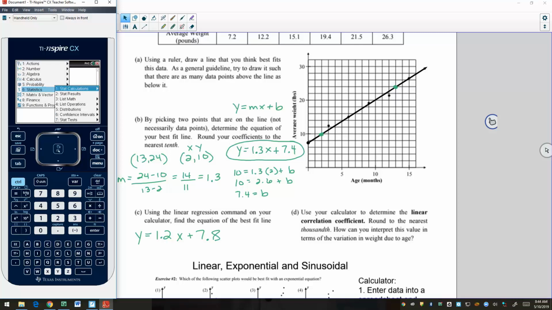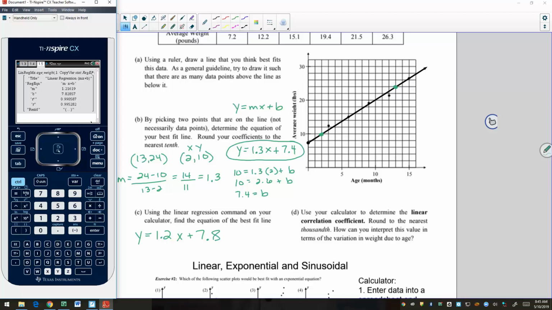Statistics, which is 6, 1, and then we want number 3. You'll see Linear Regression. So Menu 6 1 3. We have to tell it which lists to use. So we had age on the bottom, on the X, we had weight on the side, which is Y, and then just hit OK. R is your correlation coefficient. That's 0.995. That is so close to 1, which it should be, because if you look at my points, it is so close to forming a straight line.